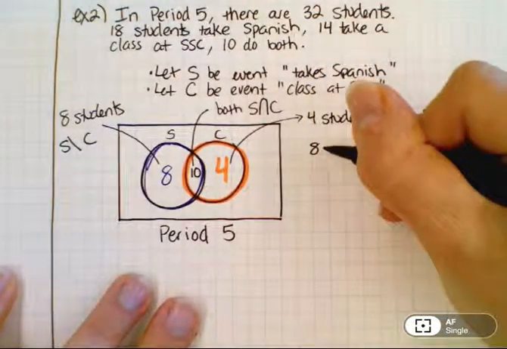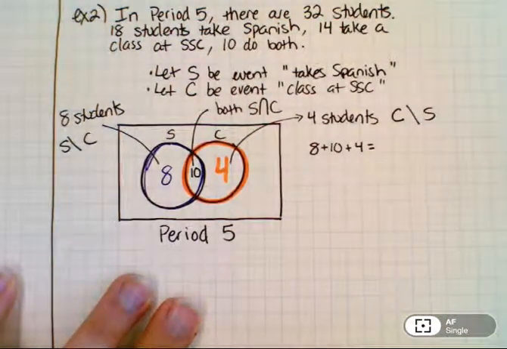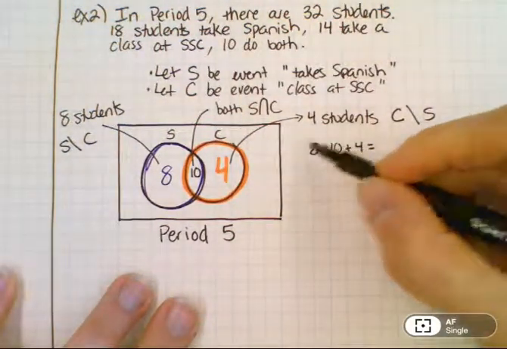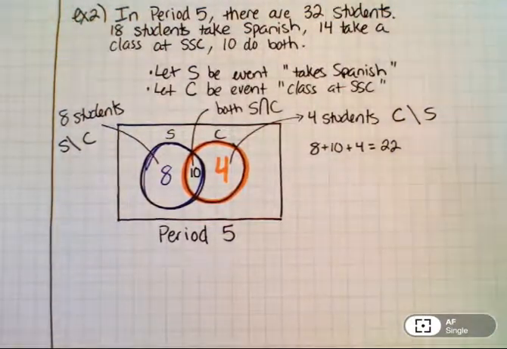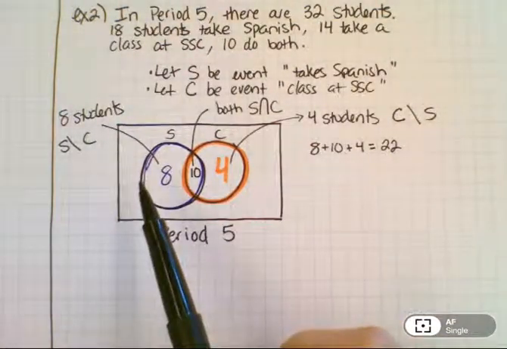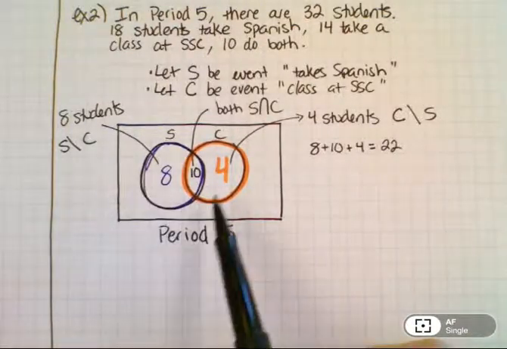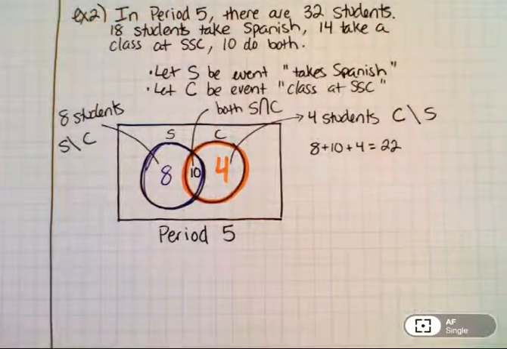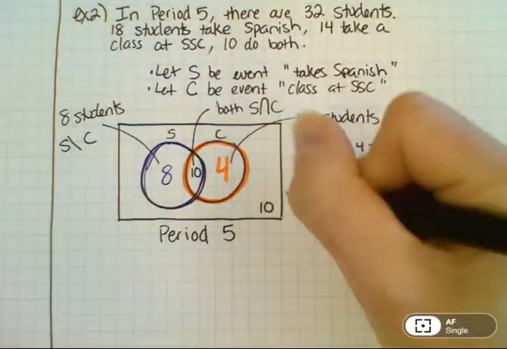We've got 8 who only take Spanish, 10 who take both, 4 who only take a class at Sabin-Schellenberg. If I add that together, what is that? 18, 19, 20, 21, 22 students, but there are 32 students in the class. So I've got 10 students who don't go in the Venn diagram, right? I have 10 students who don't take Spanish and who don't take a class at SSC. Those students need to go in the universe, they just don't go in the Venn diagram. And so we're going to just put a number 10 down here.